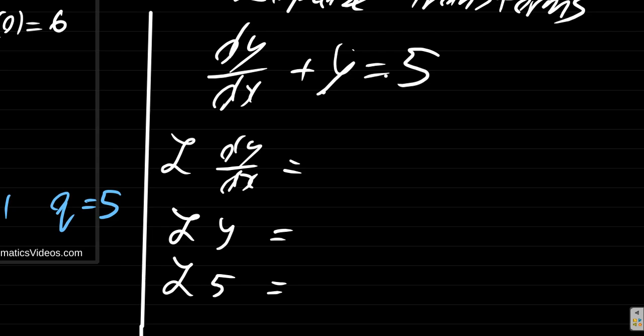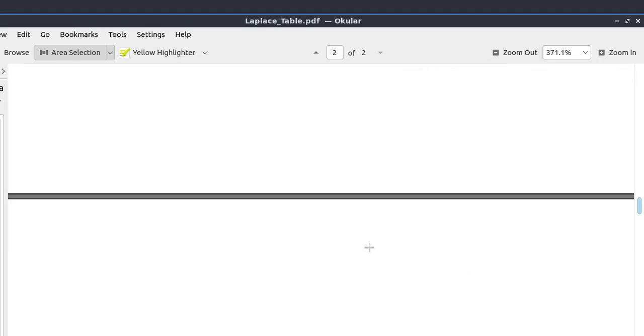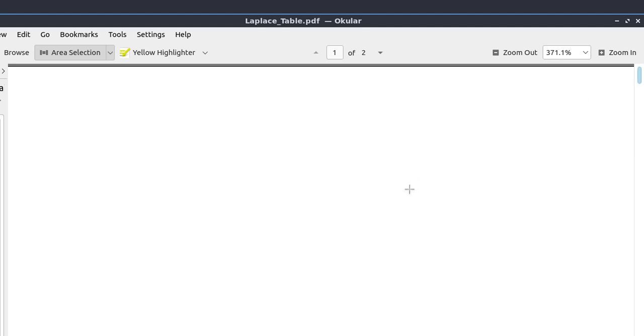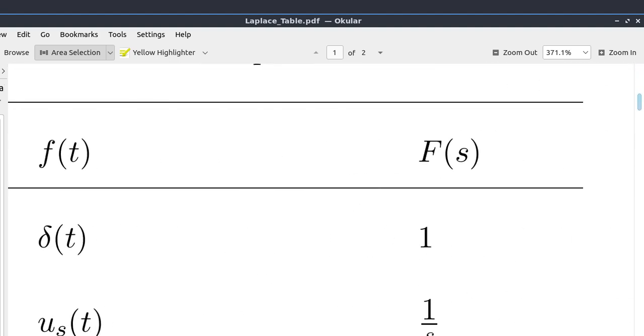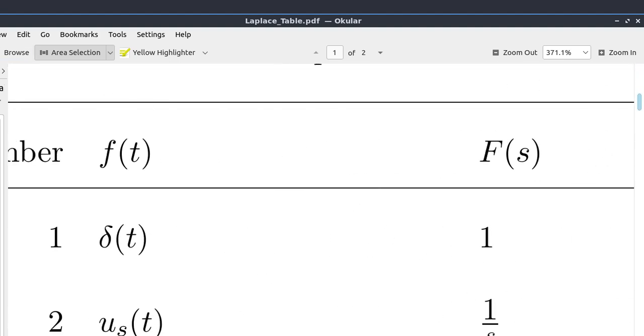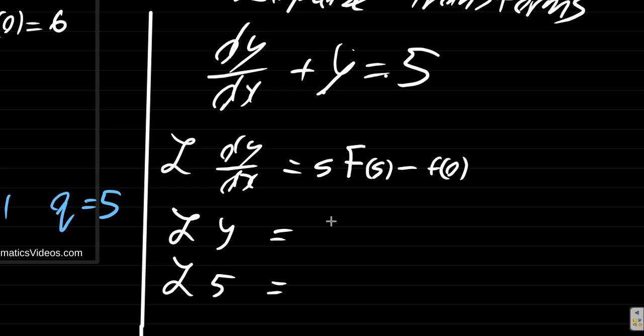So this is s, big F of s minus f of 0. Alright. Now, the Laplace transform of y. In our case, this y would be f of x, but they would have f of t. So let's see. The Laplace transform of f of t is what they would have. Okay, f of t is big F of s. Alright. So in this case, big F of s.